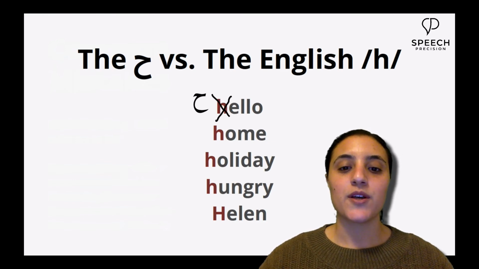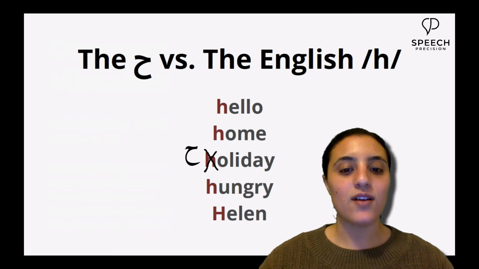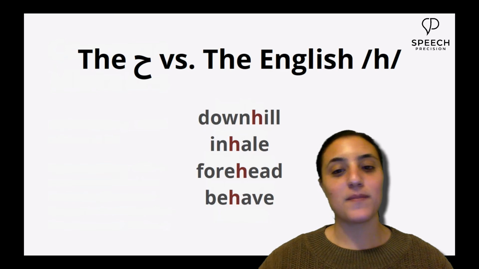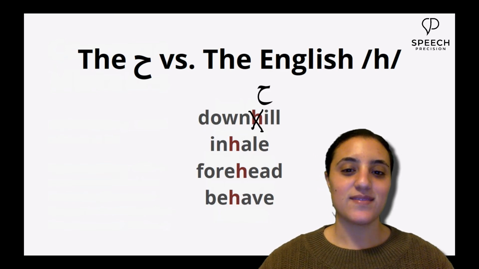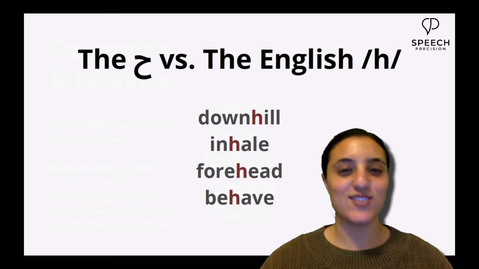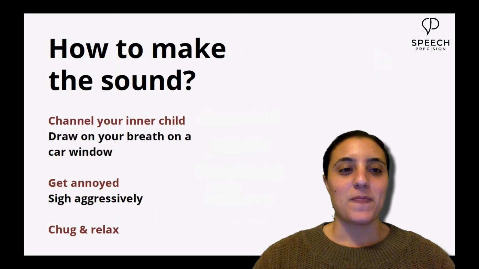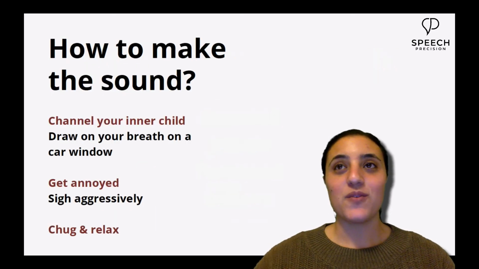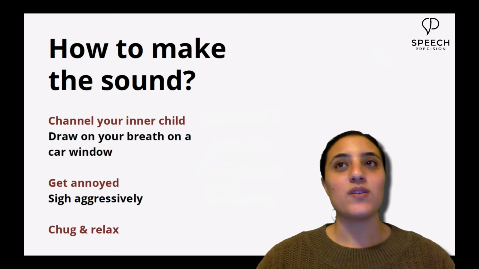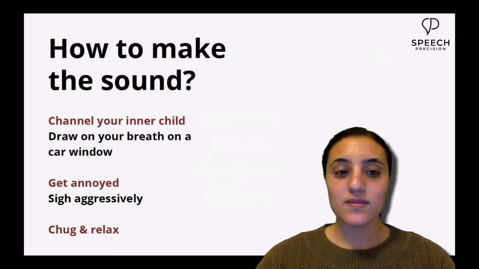Hello, home, holiday, hungry, Helen. It should have sounded off to you. Let's keep going because these are fun. Downhill, inhale, forehead, behave. It should sound off. It should sound different. All right, so we talked about where the ha comes from, what the characteristics of the ha are. We talked about how it should sound.